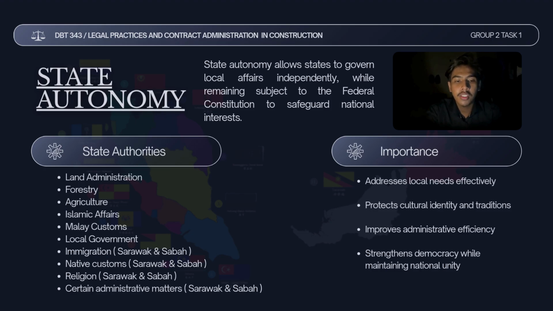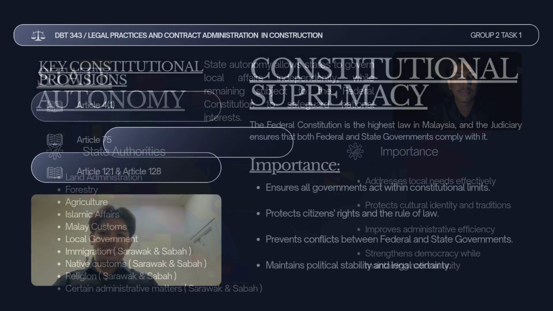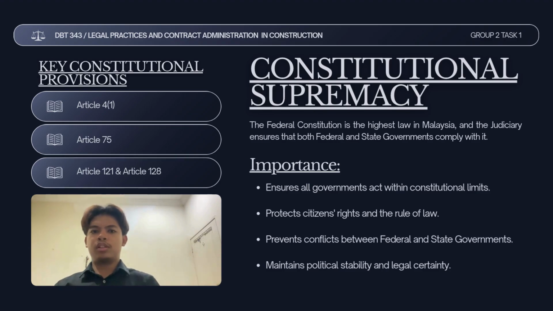In Malaysia, Sabah and Sarawak have greater autonomy compared to the other states. Under the Malaysia Agreement 1963, MA63, they have special power over matters such as immigration, native custom, religion, and certain administrative affairs. State autonomy is important because it improves administrative efficiency, protects local culture and traditions, and allows state governments to respond more effectively to regional issues. At the same time, all state powers must remain consistent with the federal constitution, which is the supreme law of Malaysia.